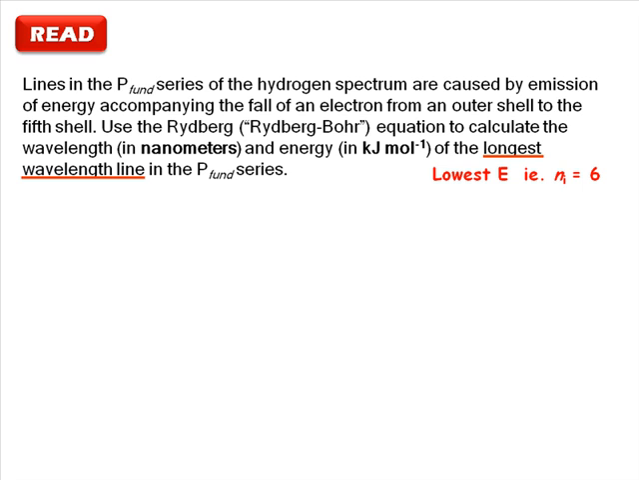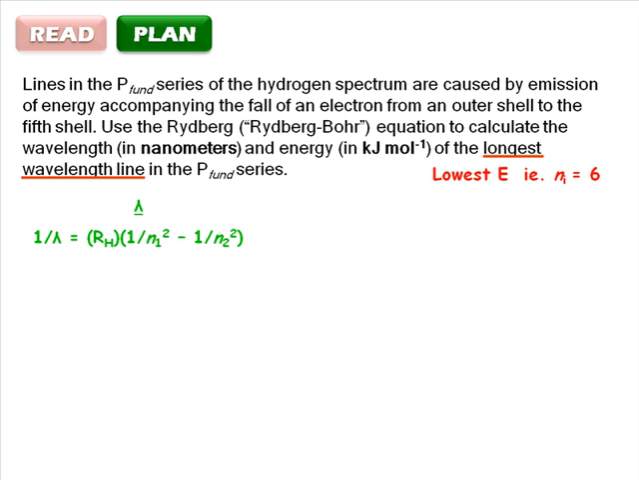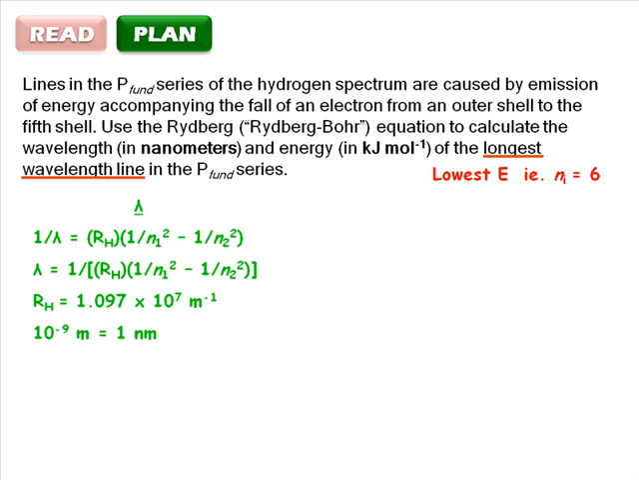Next, we need to plan how we're going to approach the question. The Rydberg equation will allow us to calculate wavelength. Rearrange to solve for lambda. Remember that the Rydberg constant, RH, has a value of 1.097 times 10 to the 7, with units of inverse meters. So we'll need to multiply our answer by 10 to the 9 to get a value in nanometers.